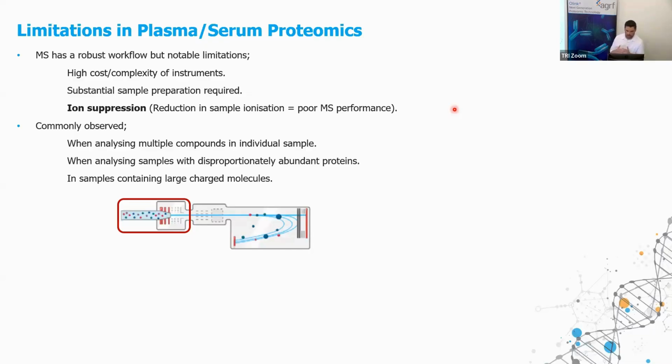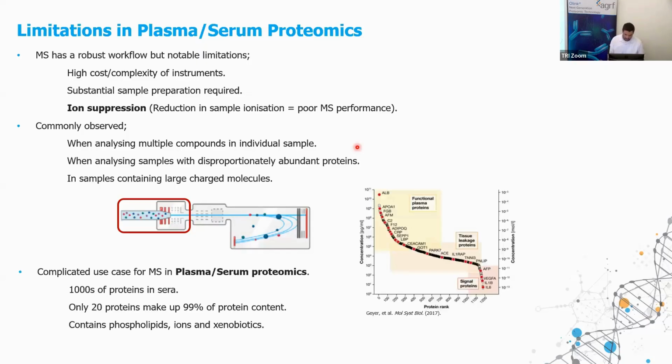This technical element is what's known as ion suppression, and I don't want to get bogged down too much, but basically, in order for a mass spectrometer to work well, the samples need to be ionized. And the efficiency with which the mass spectrometer can ionize these samples is directly related to how well your data looks at the end of it. This ion suppression is commonly observed when analyzing multiple compounds in an individual sample, when analyzing samples with disproportionately abundant proteins, and also in samples where there are large charged molecules. And it just so happens that there is a very popular matrix or sample type where all of these things come together in one sample type.